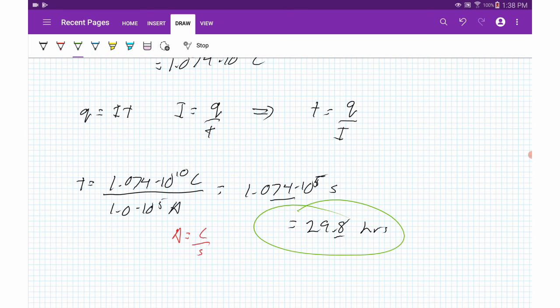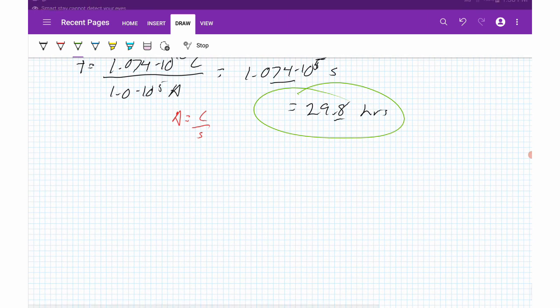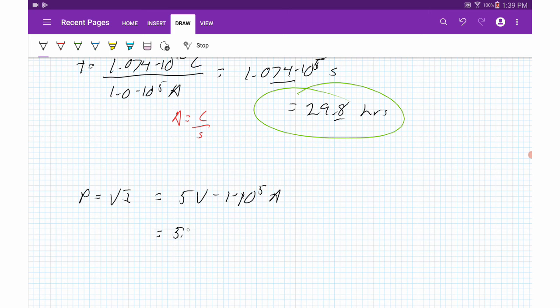And part B asks us to figure out how much it costs for this process. So we're back to power. P equals VI. That gets us the power: 5 volts times 1 times 10 to the 5 amps. This is 5.0 times 10 to the 5 watts, or 500 kilowatts.